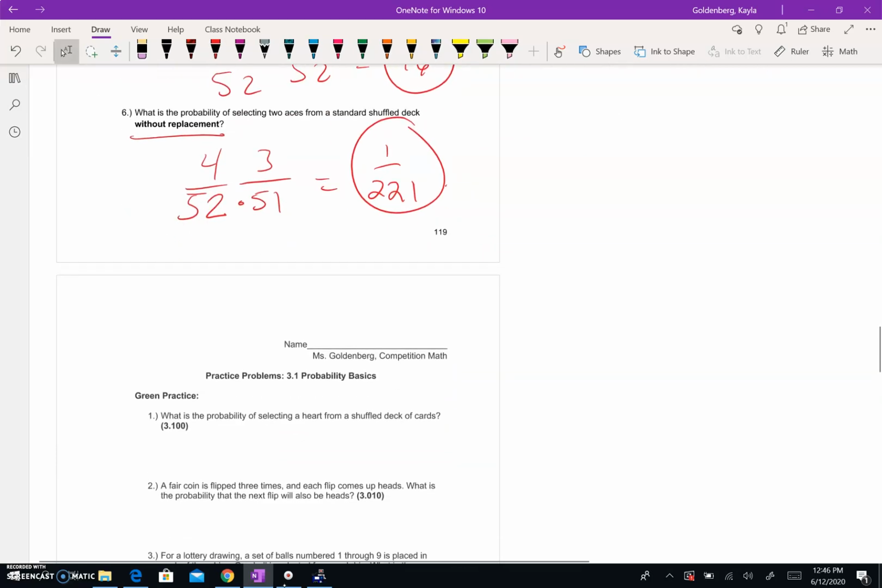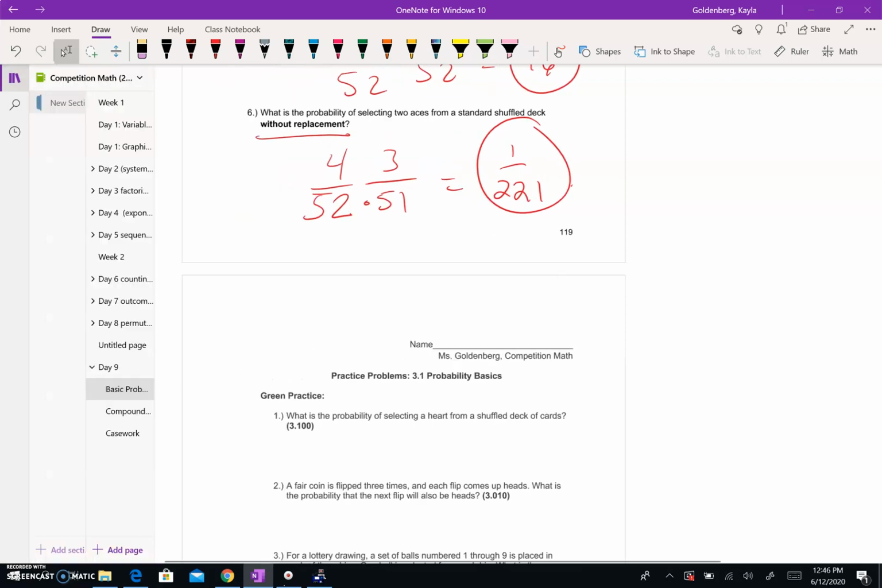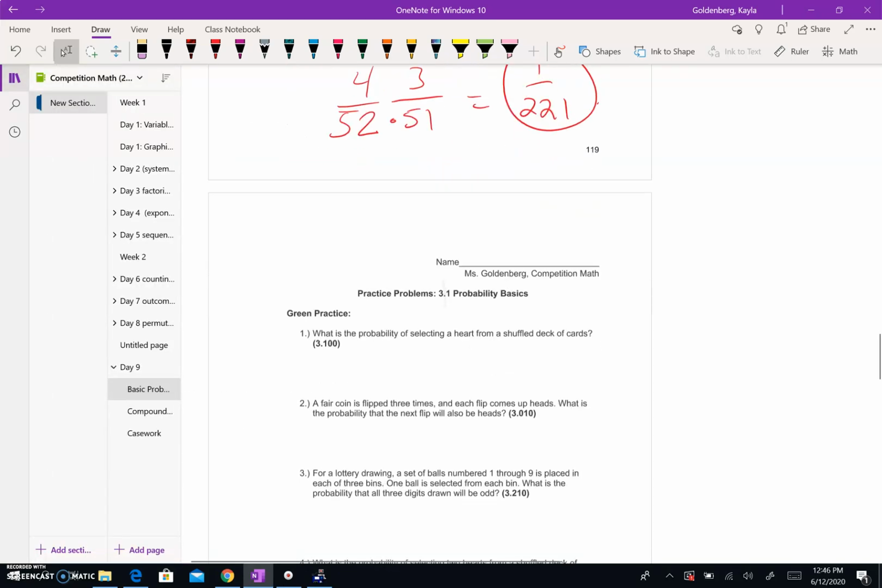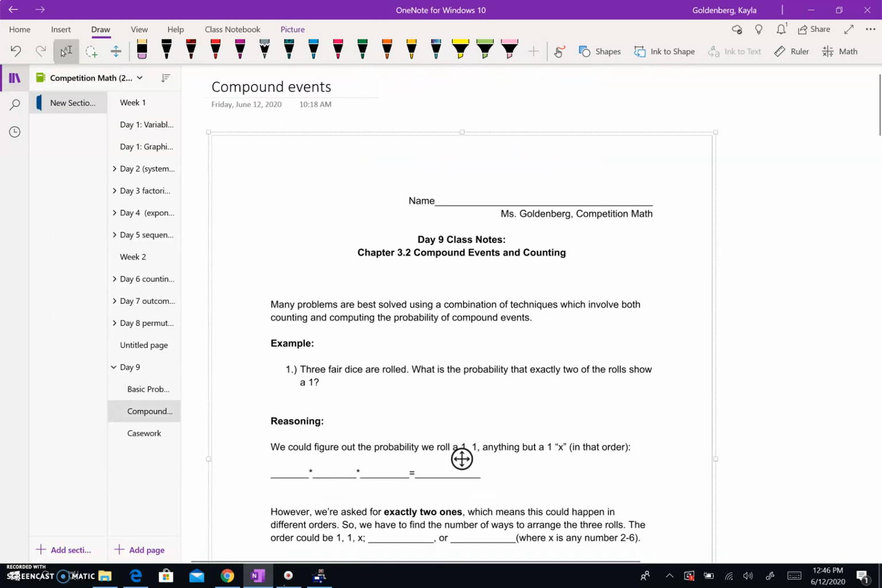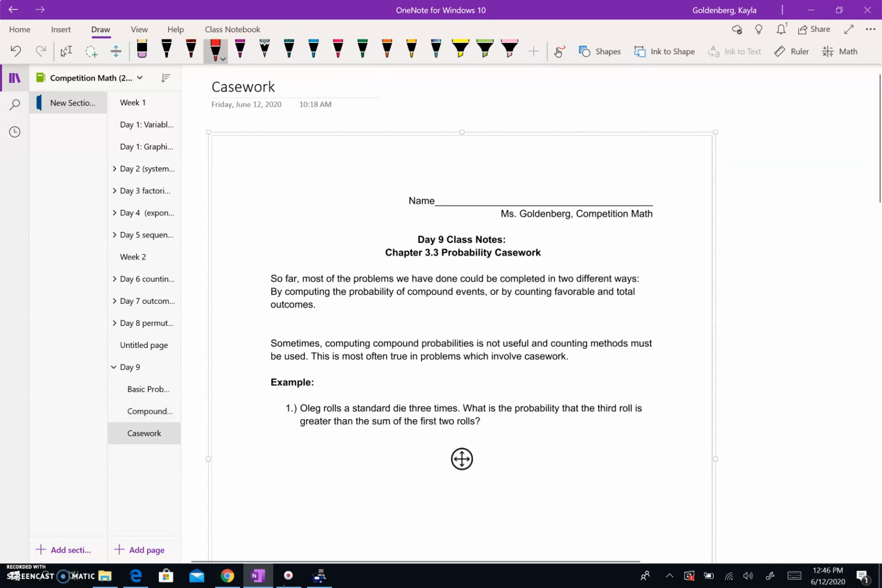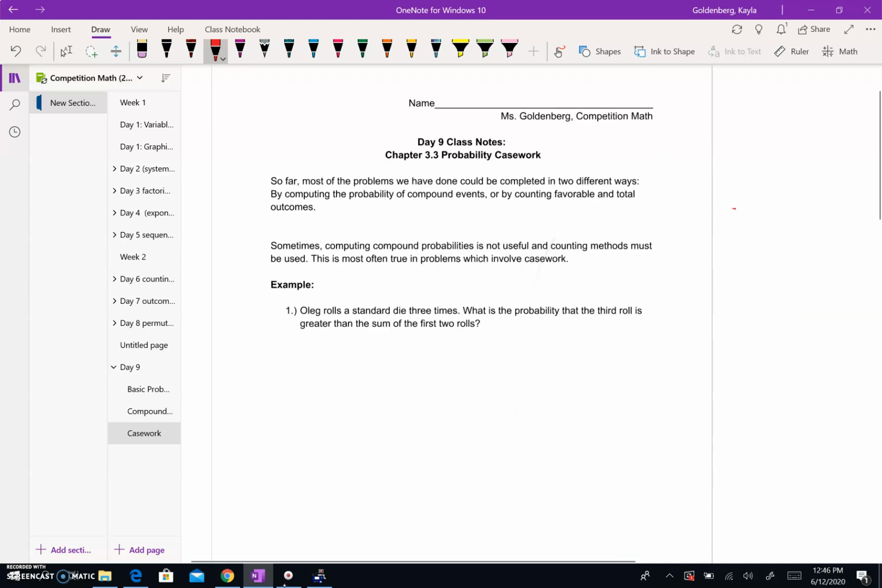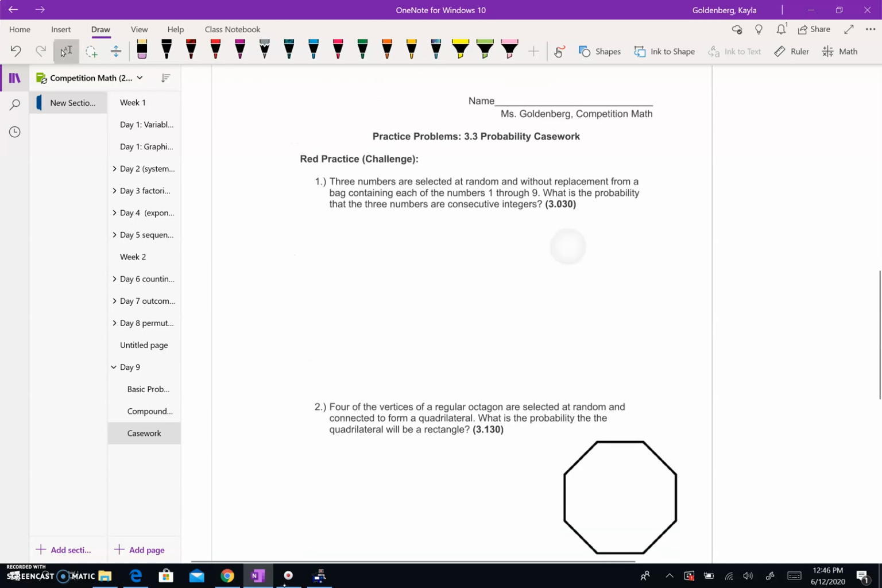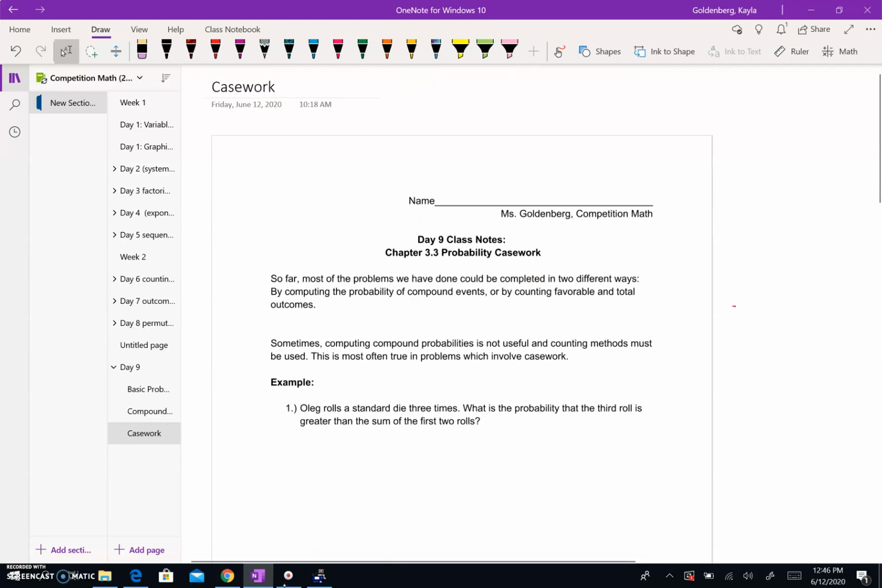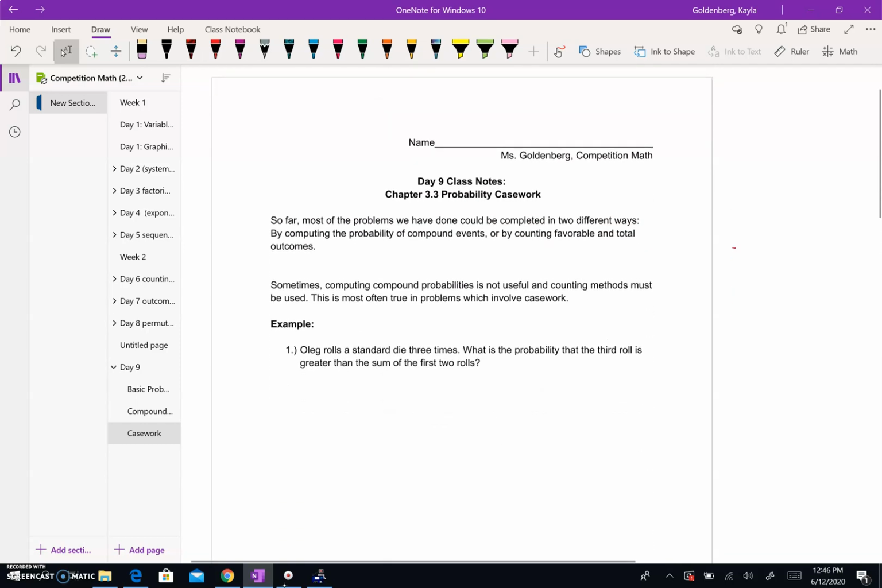Okay, so that is the end. The next page is just practice problems that we're going to go over tomorrow. The next topic that we're going to talk about is compound events. So this will be the next big focus video. Casework, I'm probably going to leave it up to you guys if we want to work on it in class. If we have some extra time, we can go over the casework and try them out.